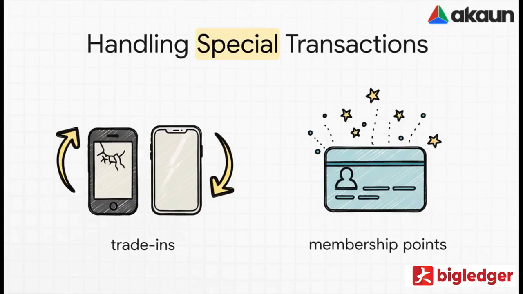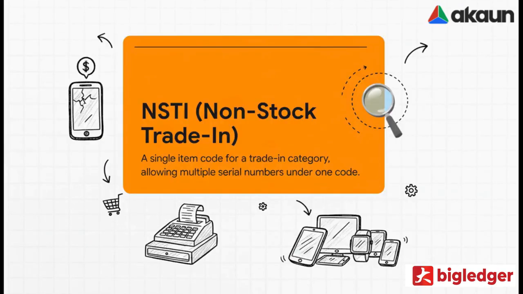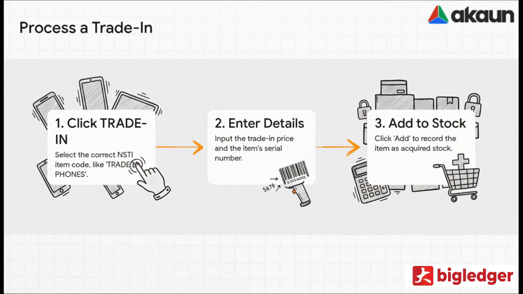All right, let's dive into 2 special cases, handling trade-ins and paying with membership points. First, let's talk NSTI. It stands for Non-Stock Trade-In. Makes managing used phones a breeze. Taking a trade-in is super easy. It's just a quick 3-step process to get it in stock.